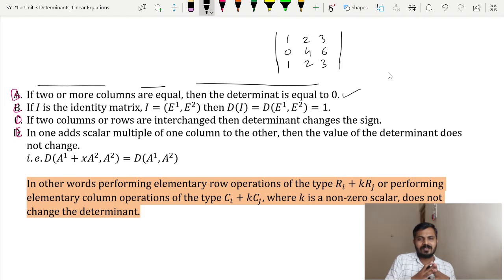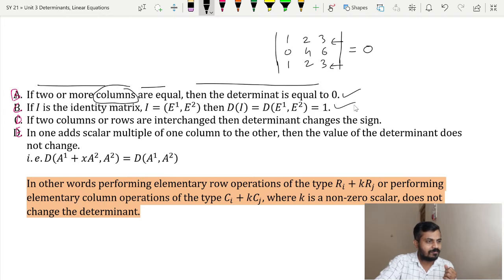Now the smart student will see that the first row and the third row are the same. This result is not only true for columns, it is also true for rows. It means if you are finding a certain determinant and you see that certain rows or certain columns are equal, then that determinant is always equal to 0. That is the meaning of this note.